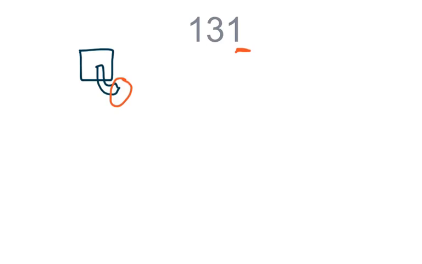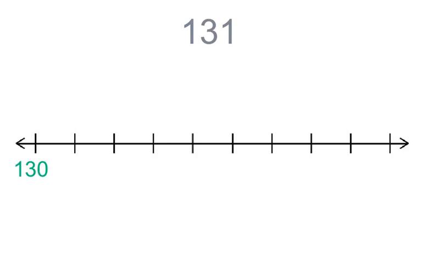131. 1 is in the ones place, so we've put 1. Now let's see how to represent 131 a different way. Let's look at 131 on our number line. Since we made a new set of 10 in our last number corner, it's time for a new number line. As you can see, we have the number 130 from yesterday, and now we need to add 131.